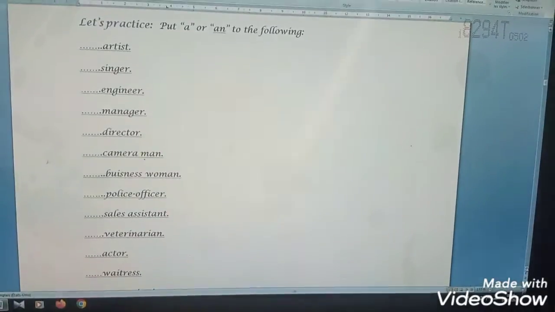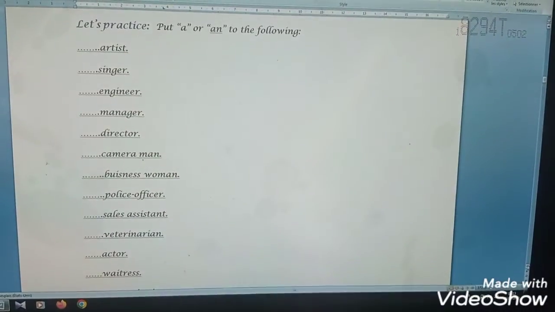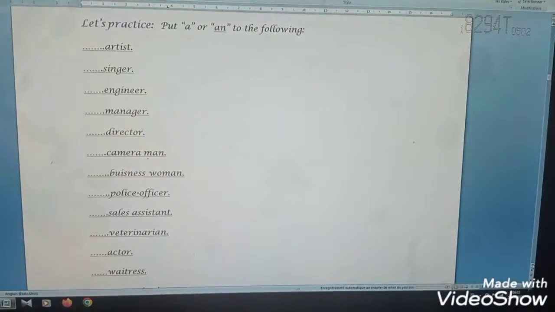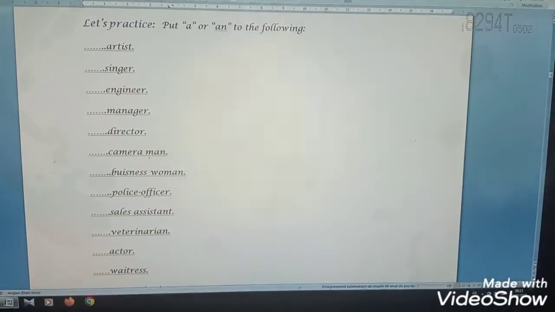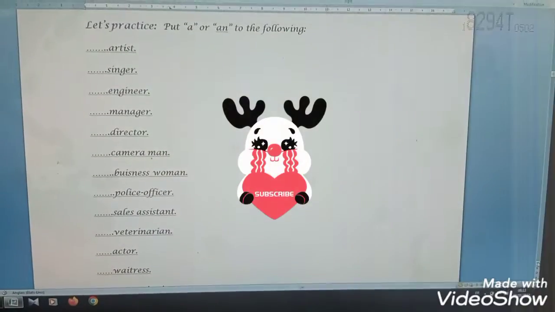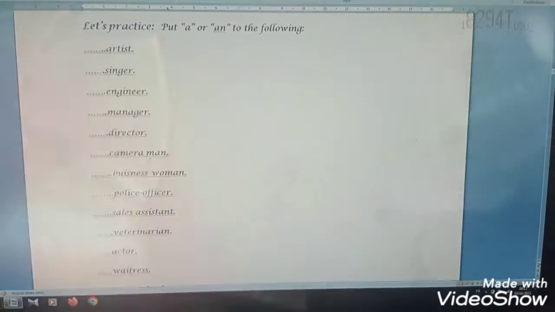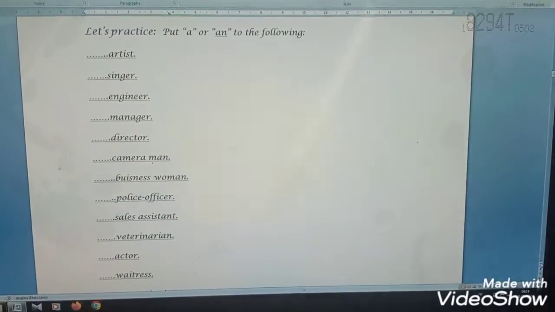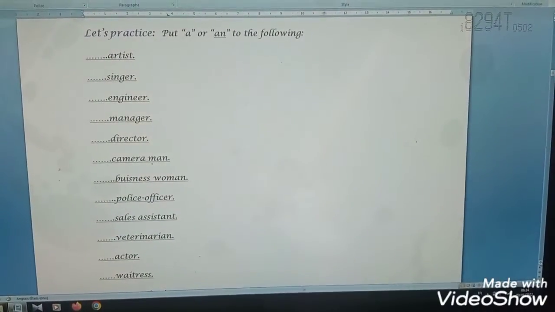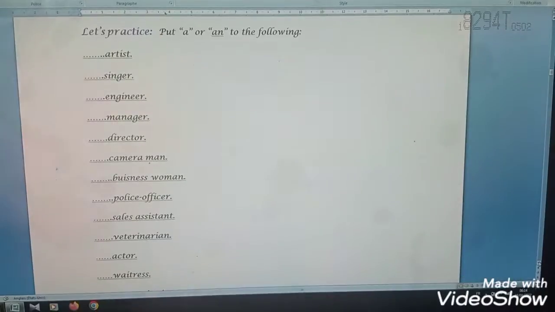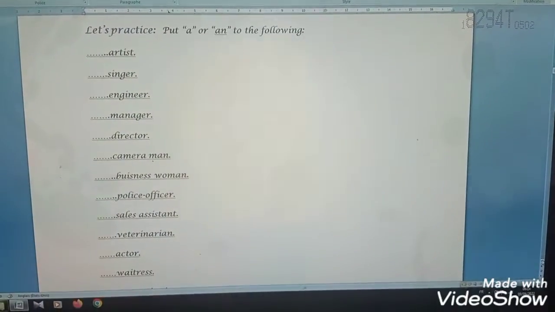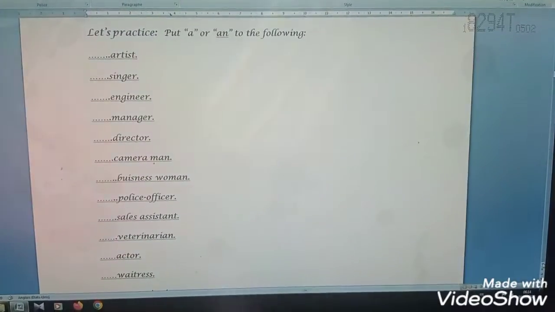So I said it is a university. So let's practice with A and AN. Put A and AN to the following. So we have some names of jobs. Artist, singer, engineer, manager, director, cameraman, businesswoman, police officer, sales assistant, veterinarian, actor, and waitress. So take a minute, put A and AN to the following jobs, and I shall return.